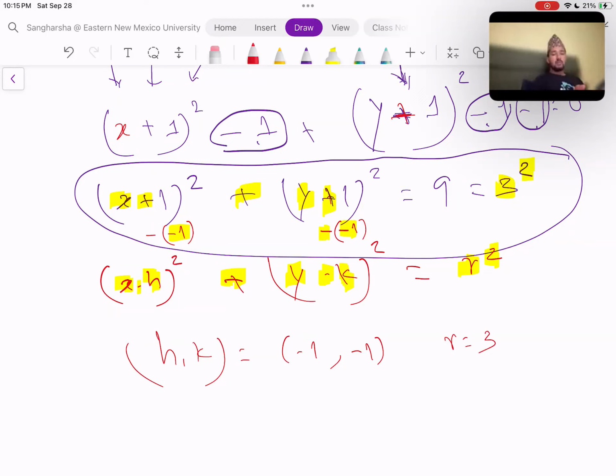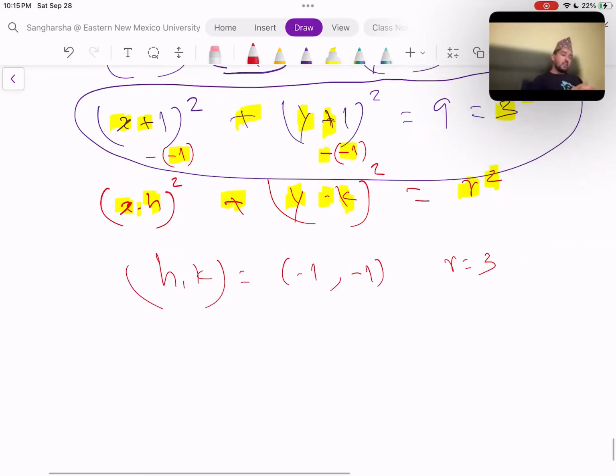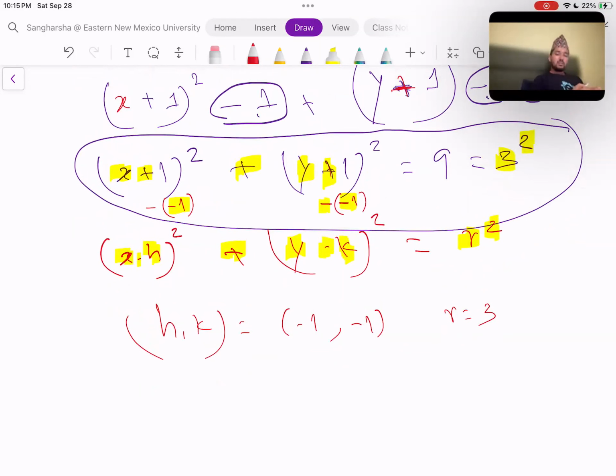And you must know, you must practice this one. Okay, you will have one very similar to this one. You will be given a general equation and you will be asked to find the center and radius. You will be given a standard form and you will be asked to find the radius and center of a circle. Okay, so make sure to practice this type of problem. Okay, do you have any question here?